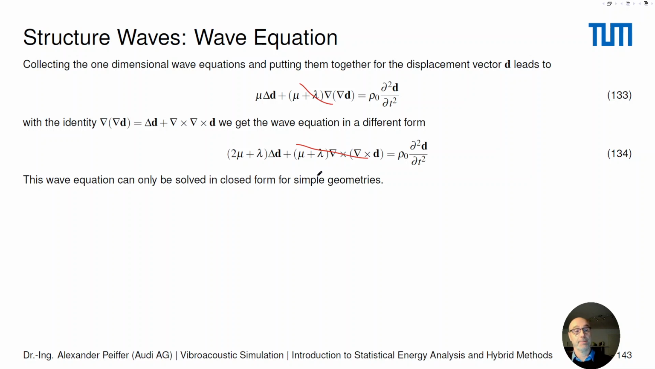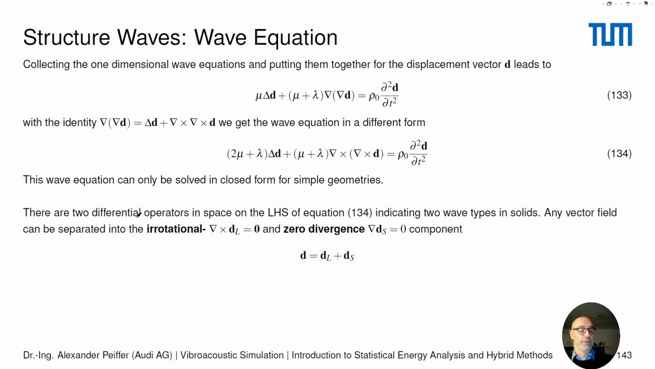Good. Anyhow, the upper equation can only be solved analytically for simple geometries. To my knowledge, it's the infinite world or maybe semi-infinite world or maybe a thin infinite layer. This is where this is solved. I don't have any other options where we end up with handy analytical solutions. Good. But as mentioned, we have two different operators in this equation. That means that there must be two wave types in this solid.